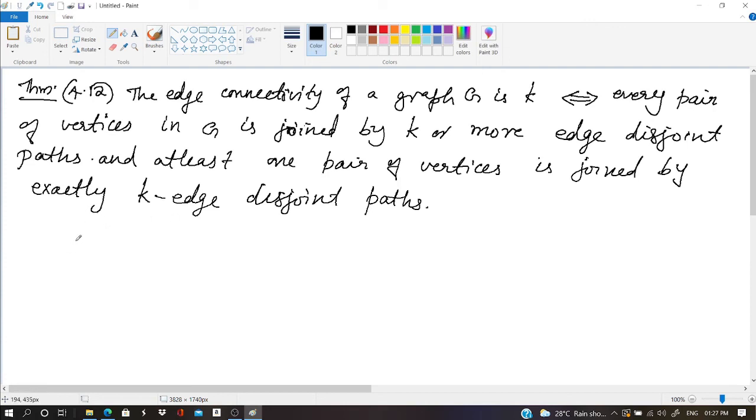Next, we can consider one definition too. What is meant by a non-intersecting path or vertex disjoint path? A path with no common vertices except the two terminal vertices is called a non-intersecting path or vertex disjoint path. Okay. Thank you all.